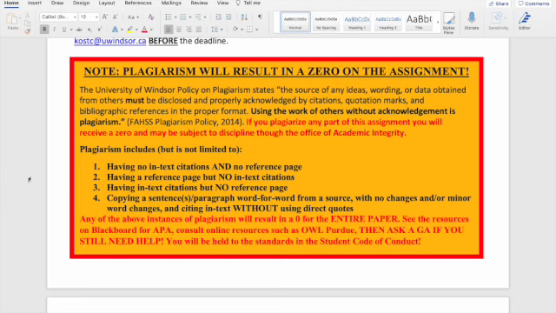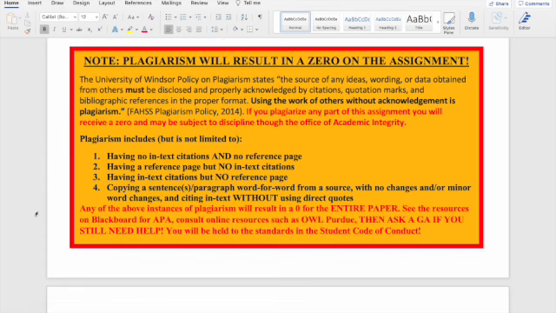So once again, the APA portion of this assignment is worth 10 points. So it is quite a big chunk of the assignment. So it's important that, 1, you don't plagiarize, and 2, that you follow APA format correctly, as it will result in lowering your marks significantly.